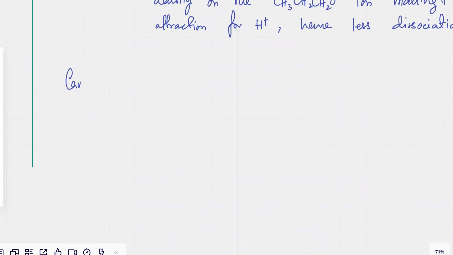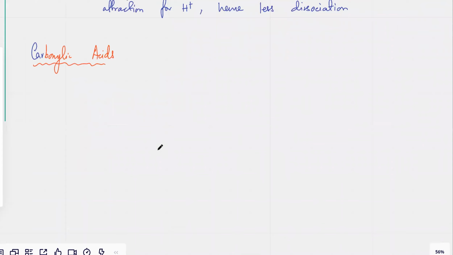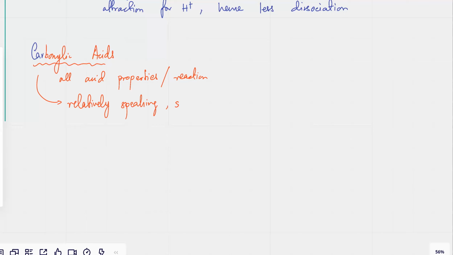Now the next one, carboxylic acid. You already know what happens to carboxylic acids. They are complete acids. You can call them acids. They have all acid properties, except for the fact that they are weak acids. Whenever you think of an acid, you can't call alcohols acids because they don't undergo most of the reactions. But carboxylic acids undergo pretty much all acid reactions. Relatively speaking, they are the strongest organic acids. If you compare them with the alcohols, they are strong.